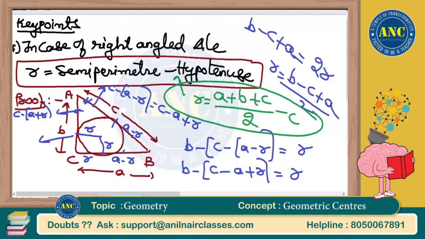In case of a right angled triangle, the inradius is given by semi-perimeter minus hypotenuse. Very, very important point, sir. In case of a right angled triangle, the inradius is given by semi-perimeter minus hypotenuse. This is the first key point. Second key point.